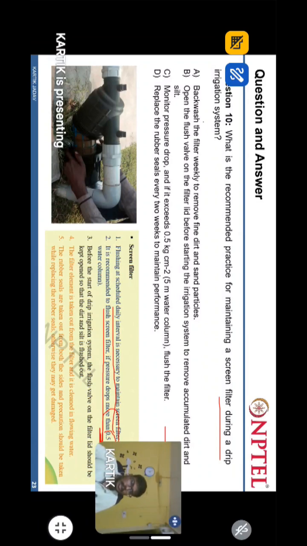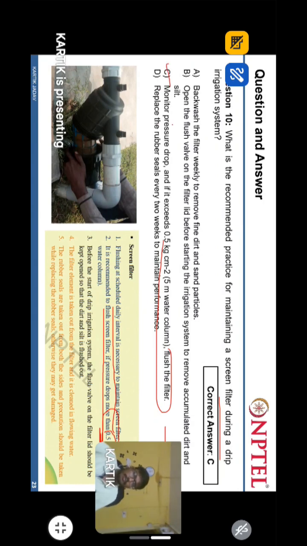So which option is correct here? Backwash the filter weekly to remove the dirt and sand particles. No, we need to do daily flushing. Open the flush valve on the filter lid before starting the irrigation system to remove the accumulated dirt and silt. Option C, monitor pressure drop, and if it exceeds 0.5 kg per centimeter square, flush the filter. Yeah, option C is right here.